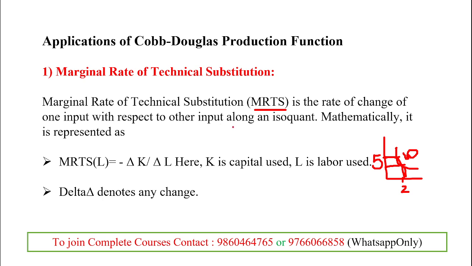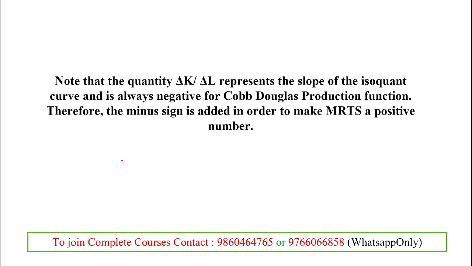Mathematically it is represented as MRTS of labor, the marginal rate of technical substitution, equals minus delta K divided by delta L, where delta denotes any change in K and L. Here K is the capital used and L is the labor used. The minus sign, or negative sign, before the equation comes from the slope of the isoquant curve, and we know that the slope of the isoquant curve is negative.